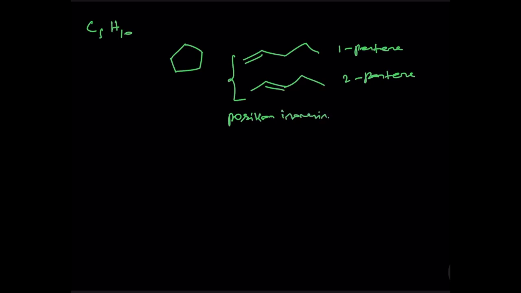We can also take this as an example. Let's say we have cyclohexane, and then we can write 1-hexene. So they are examples for ring chain isomerism.